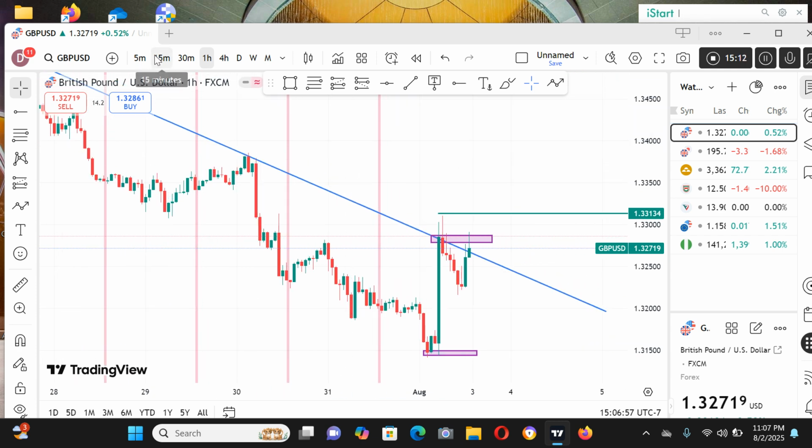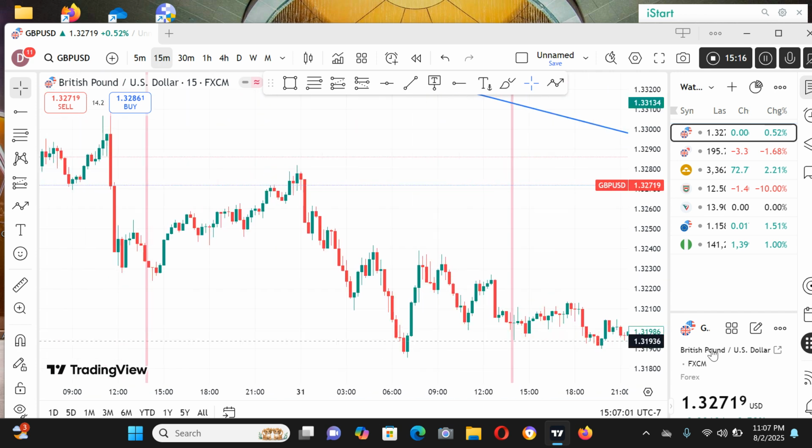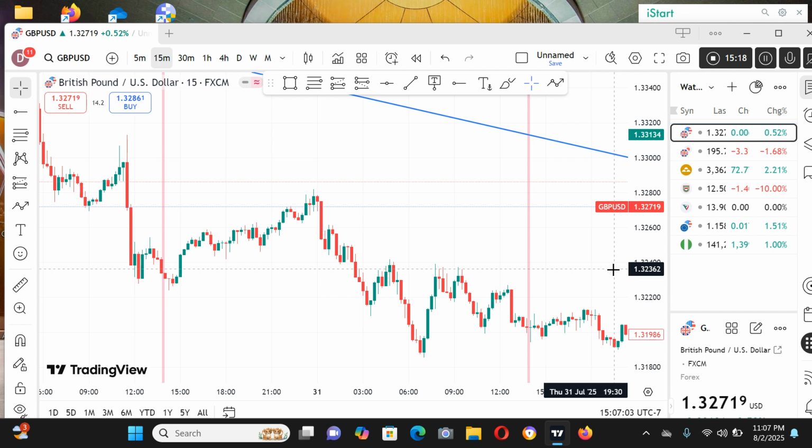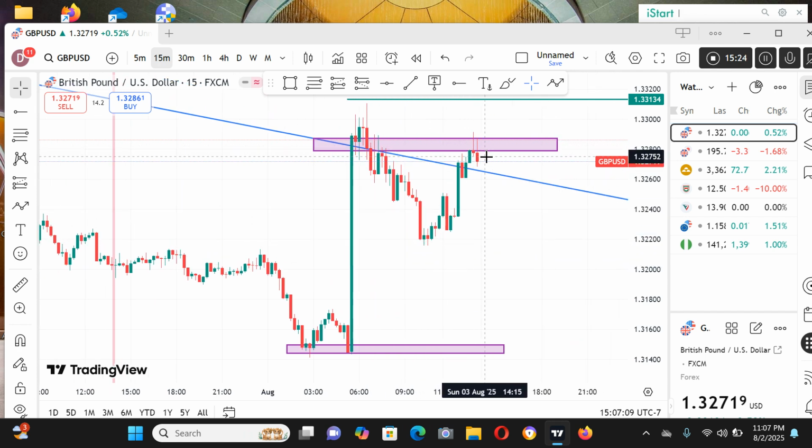Then we go to the 15-minute time frame to look for entry, and you can see, like I said, this is the aggressive move we are targeting here. This is the correctional move, and our interest is the continuation move. So we place our entry here and target here, and then our stop loss should be here.